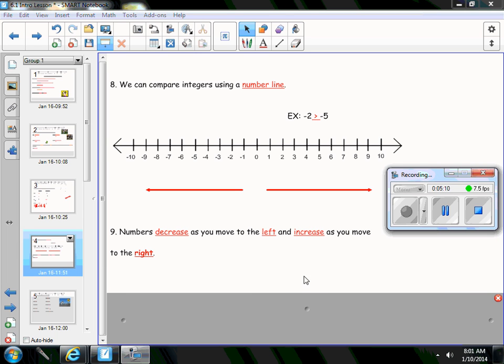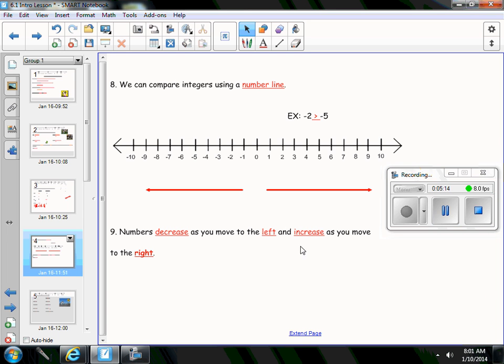Numbers decrease as you move to the left and increase as you move to the right. So if you notice, when you go to the right, numbers continue to get larger. As you move to the left, they continue to get smaller. For example, if you owe your mom $5, then you had to borrow more money, then it was $10. So that means you're getting more and more in the hole with owing your mother money. So the numbers are actually getting smaller.